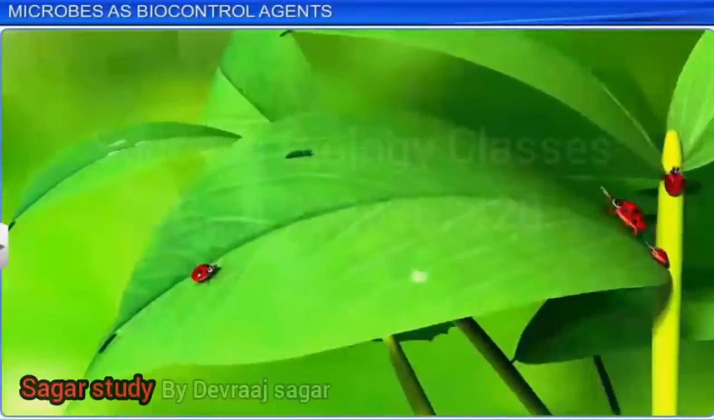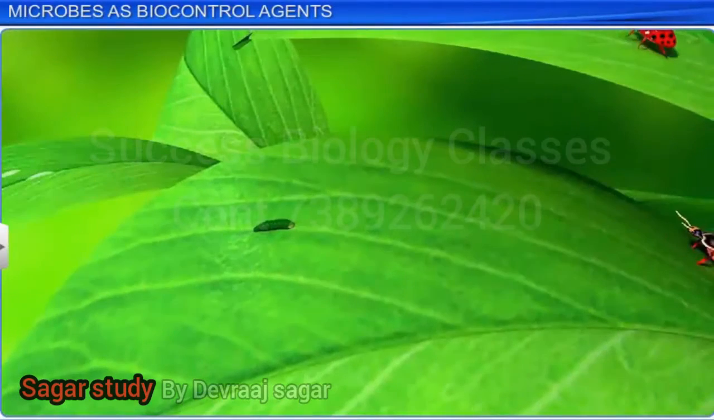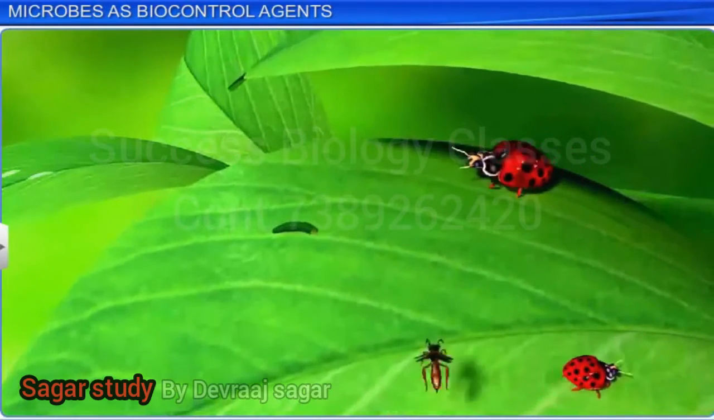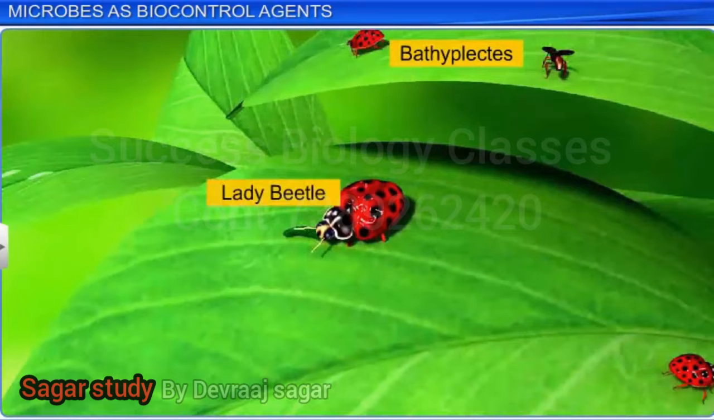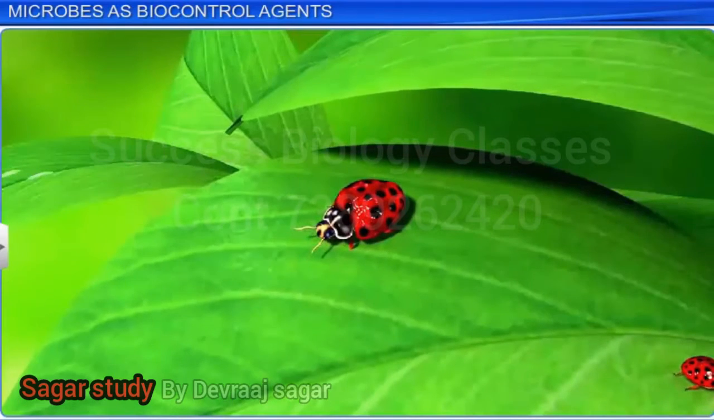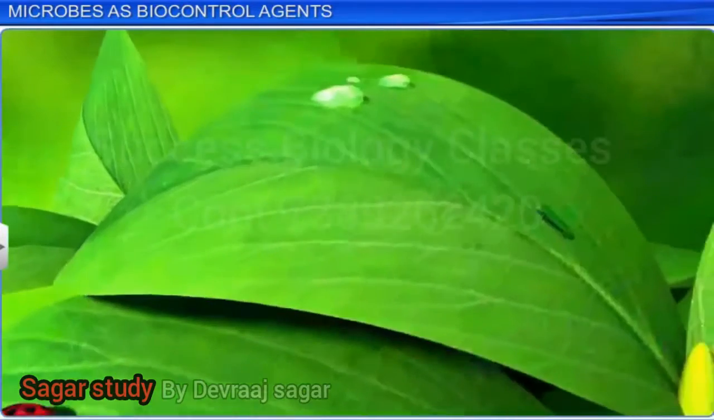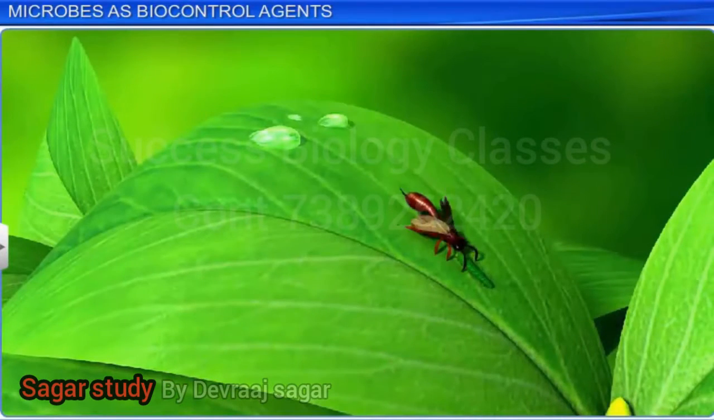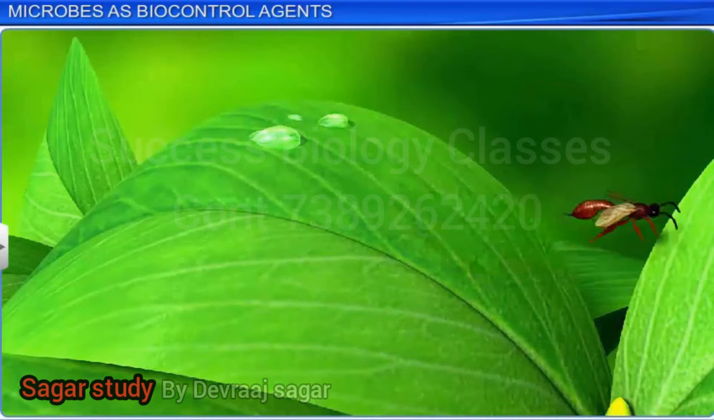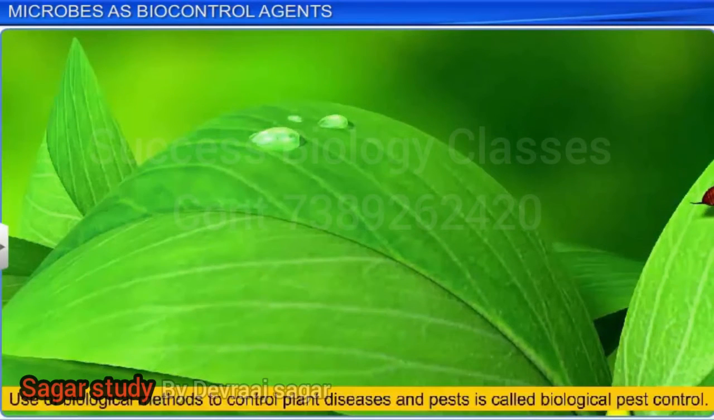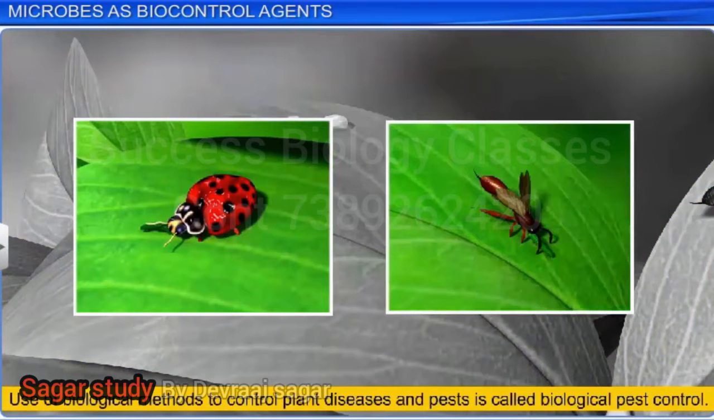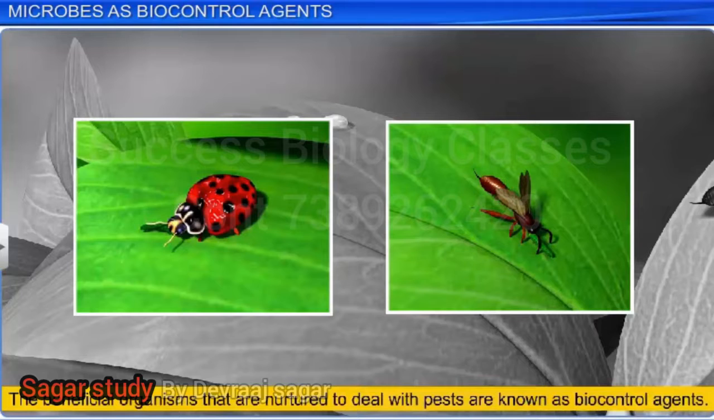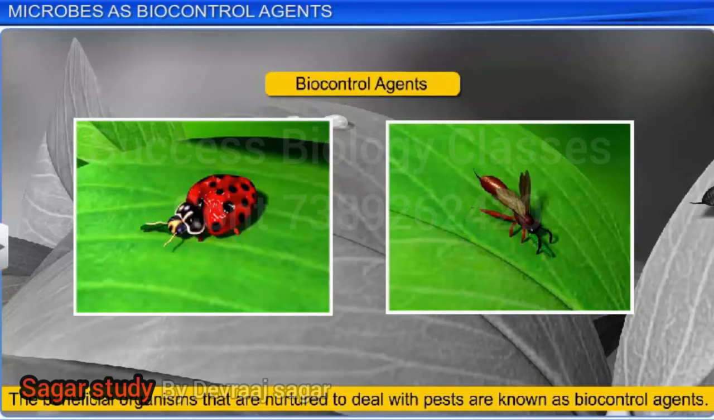Realizing the importance of diminishing alfalfa and to combat the alfalfa weevil terror, natural enemies of the pest, such as a small wasp called Bathyplectus and lady beetles, were introduced. Sometimes, farmers went to the extent of importing such beneficial insects from far-off countries like China to check the weevil pestilence. This use of biological methods to control plant diseases and pests is called biological pest control, whereas the beneficial organisms nurtured to deal with pests are known as biocontrol agents.